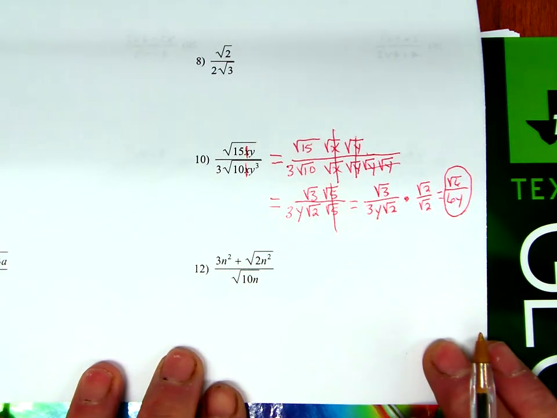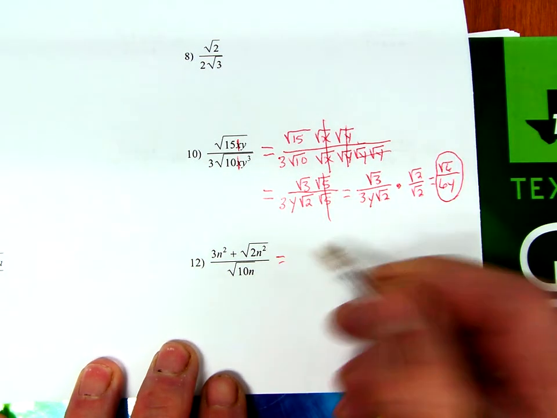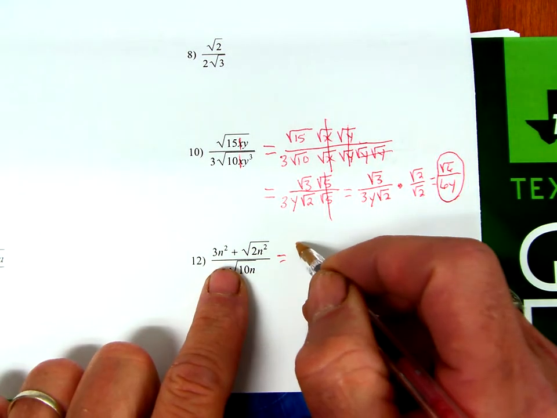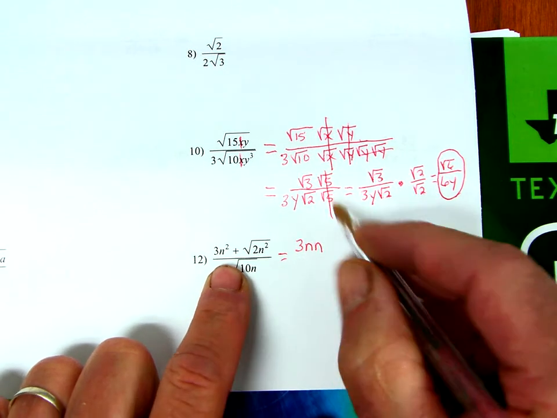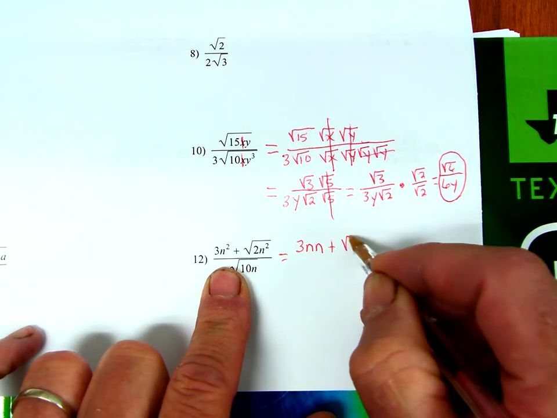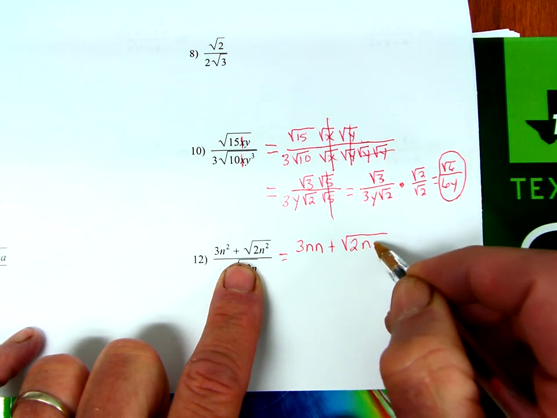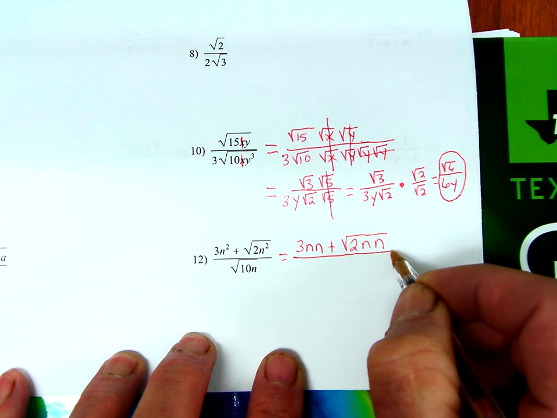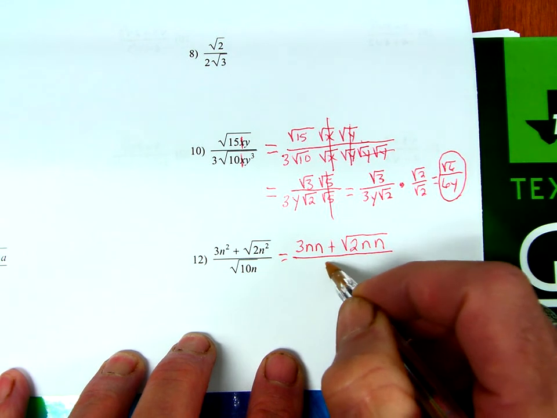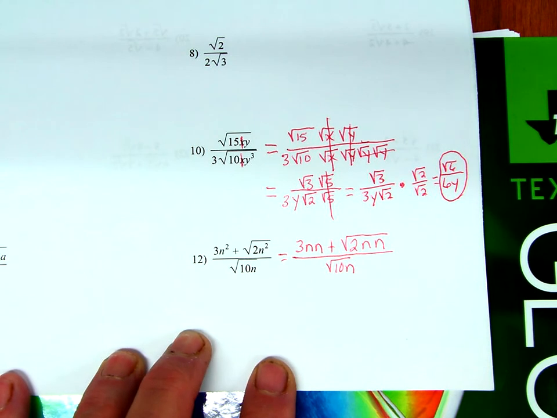Oh, man. We were all good till we got here. What do we have here? We have 3n times n plus the square root of 2n times n over square root 10n. Ugly.